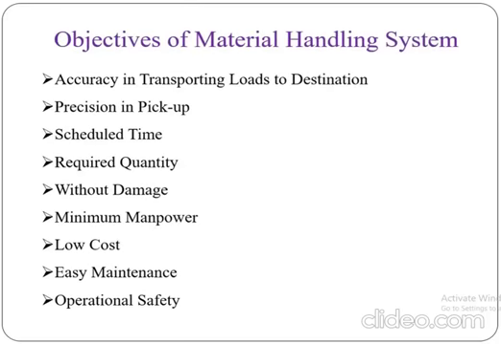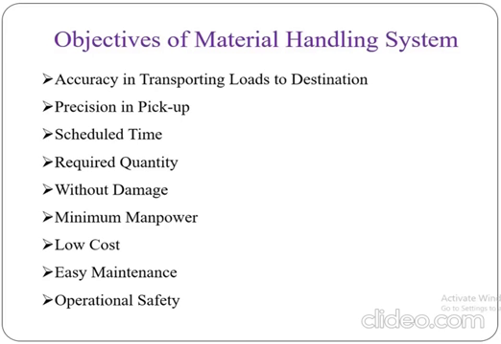Then if you talk about the objectives of a material handling system, you'll find the first is accuracy in transporting the load to its destination. The system should transport the load to the destination with a fair degree of positional accuracy. Second, precision pickup. The material handling system should pick up the load from its position within the shortest time with minimum human intervention. Then the schedule time: the material handling system should move the load to its destination in the scheduled time.